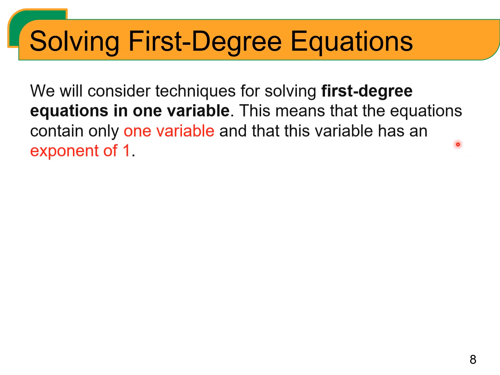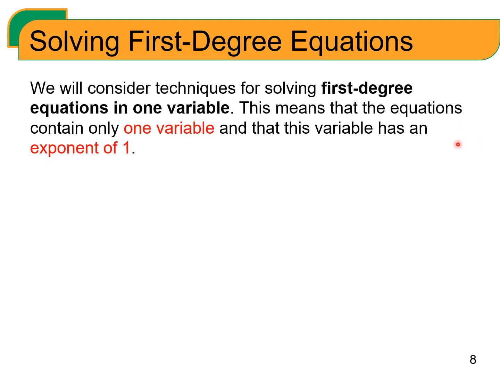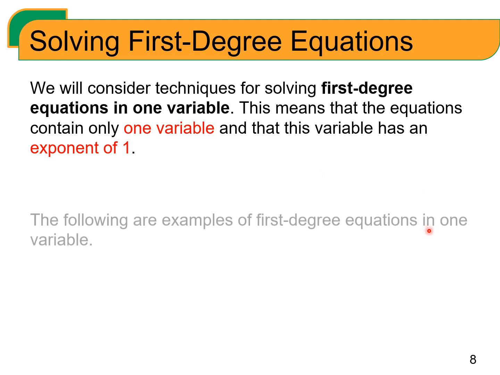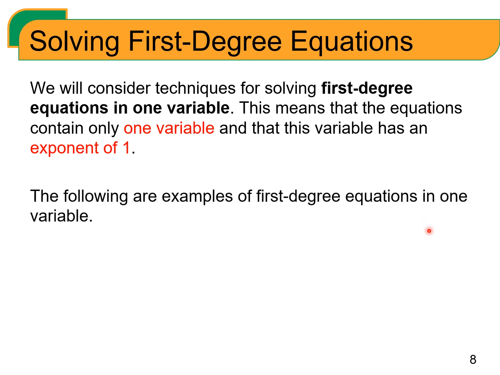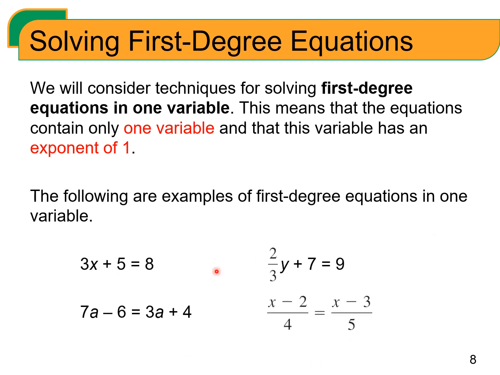Here we will consider techniques for solving first-degree equations in one variable. This means that the equation contains only one variable, and that this variable has an exponent of 1. The following are examples of first-degree equations in one variable. Notice that the exponent of x is equal to 1 with one variable x in the first equation. In the second one, although there's a 2/3 as the coefficient, the power of y is 1, therefore it is first degree. So is this one.